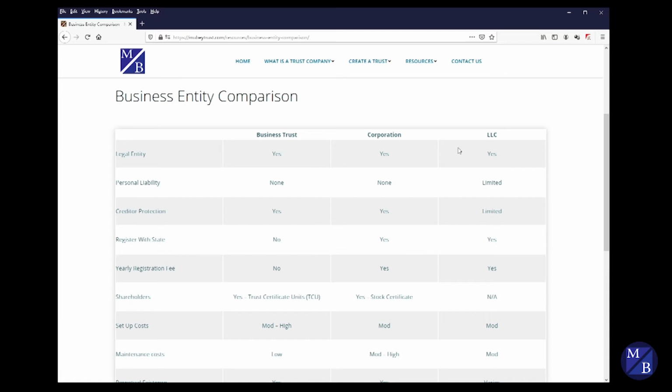And that applies to creditor protection. With creditor protection in a business trust, it depends on how well written your trust instrument is, but it is there. Same with the corporation, and depending on where you create your LLC, it varies by state how much creditor protection as well as personal liability protection you have. Some states like Wyoming and Florida have favorable treatment to LLCs.